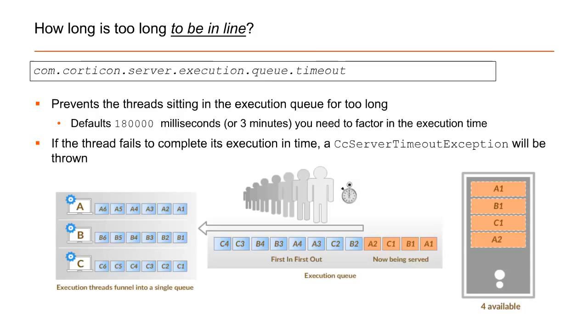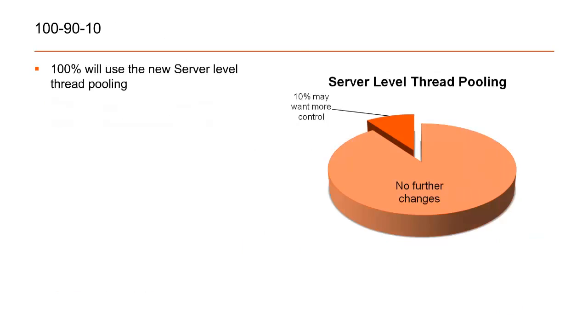If the thread fails to complete its execution in time, a CC server timeout exception will be thrown. The default value is 3 minutes. The timeout period is configurable, but you need to factor in the execution time, not just the wait time, when changing this value. Server-level thread pooling will occur automatically for 100% of our customers in Corticon 5.5.